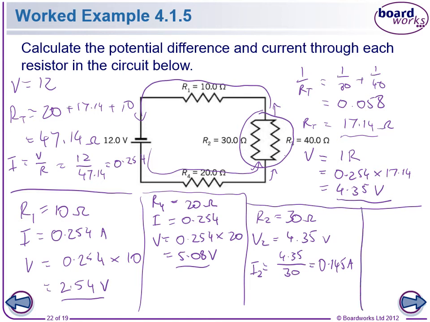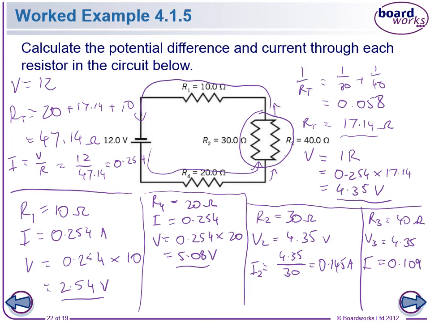For R3, we know it is 40 ohms. And again, it's in parallel with R2, so they have to have the same voltage going through them, 4.35. And again, if we do V divided by R, just rearranging Ohm's law again, that will give us 0.109.